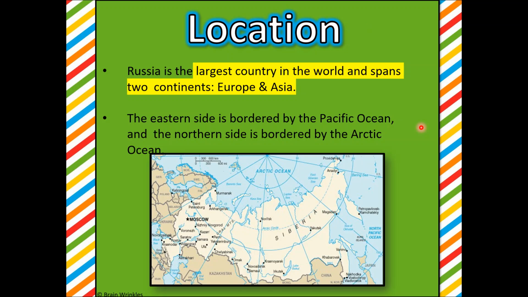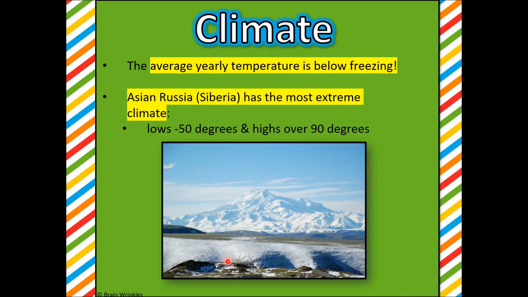What is the mountain name? Go ahead. Tell your parents. Ural Mountain. Perfect. Now, when it comes to Russia, climate. What a shocker. It's cold, very cold. Guys, the average yearly temperature is below freezing, meaning sub zero. The Asian side of Russia, Siberia, has the most extreme climate.